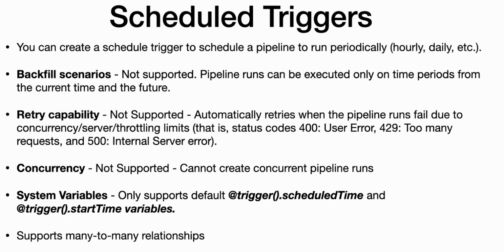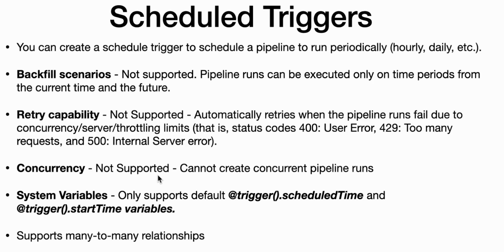The next thing is the retry capabilities. Retry capability again is not supported in data factory. So if you have some issues or some failures due to maybe concurrency, server throttling limits, you cannot automatically retry your data factory pipelines using schedule trigger. Then concurrency. Concurrency again is something which is not supported. But what concurrency is, is parallel execution of a data factory pipeline.